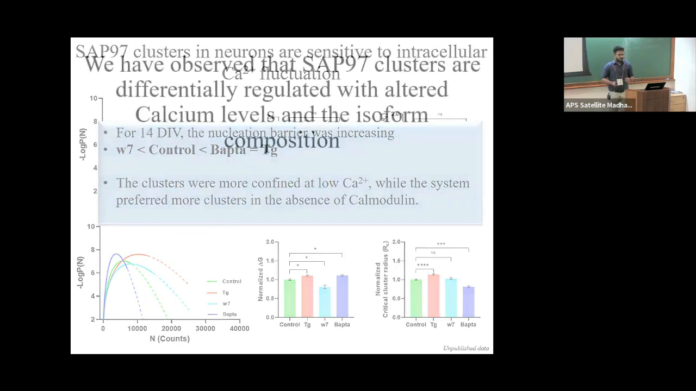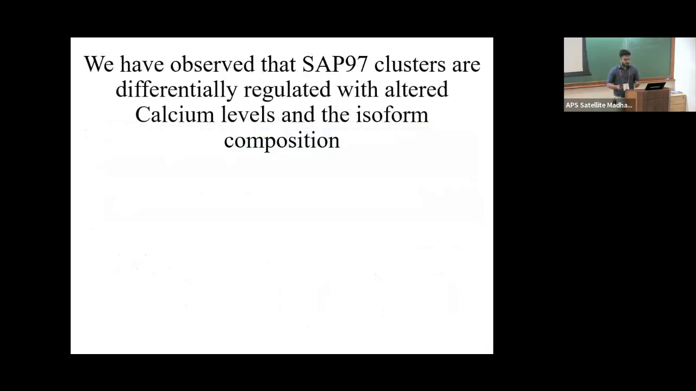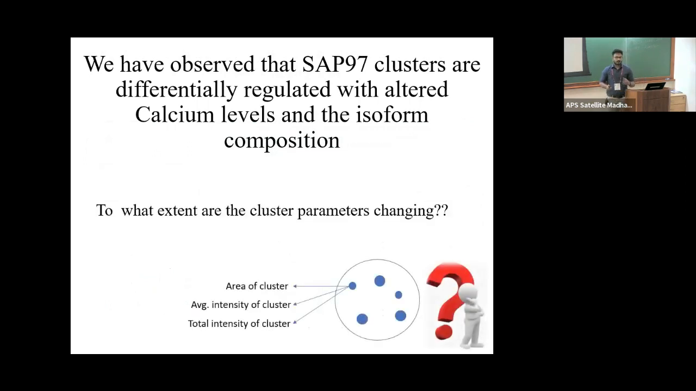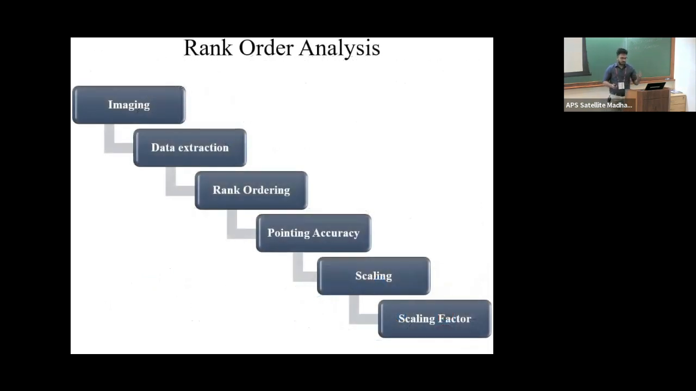So we have observed that SAP97 clusters are differentially regulated with altered calcium levels as well as the isoform composition. We need to check what is actually happening to the cluster parameters. For that, we did a rank order analysis. Here we take the images, do the data extraction, rank order them, and plot them for a simple linear regression. With control and treated data sets, we get a slope, and with the slope, whether it is shifting upwards or downwards, we know whether there is upscaling or downscaling. We take that slope as an arbitrary scaling factor, and then we arrive at an actual scaling factor.